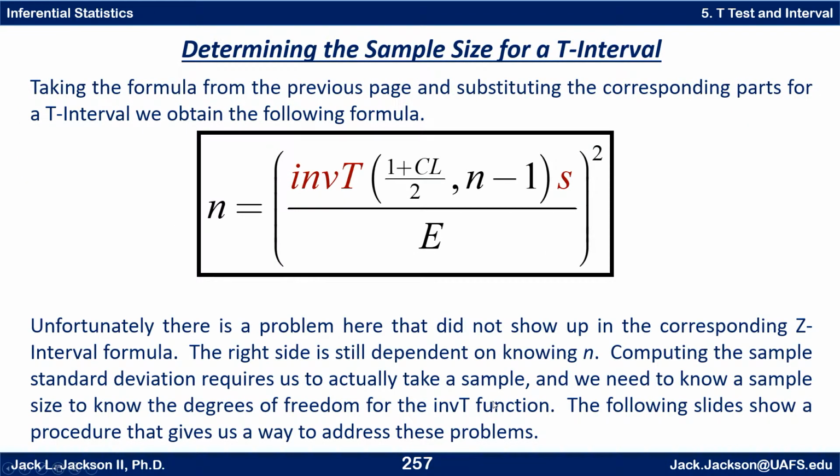However, we run into a wrinkle here. This is not really solved for n, because there is n alone on the left side, but there's still an n on the right side. We need to know the n to find the degrees of freedom to be able to calculate the inverse t, and that gives us a bit of a problem.